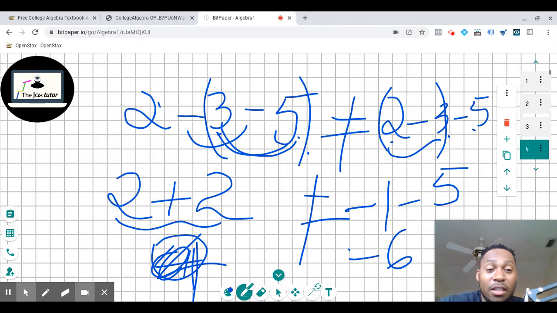And it's the same thing for division too. If you had 2 divided by 3 divided by 5, depending on how you do the division, it will not be associative. But for addition and multiplication, this always applies.